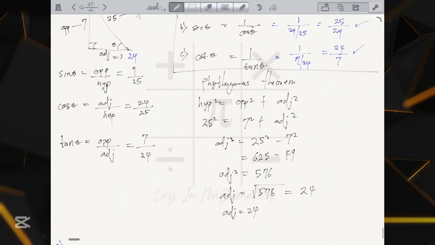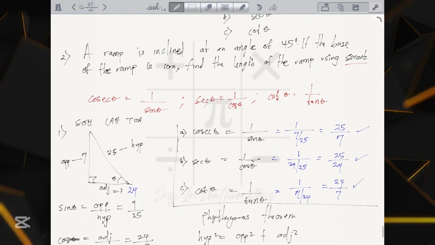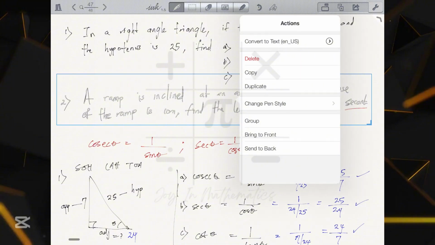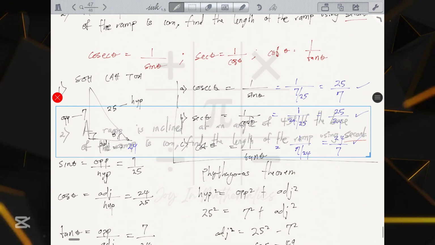So to do that, let's duplicate our question for ease of access. Duplicate and move.